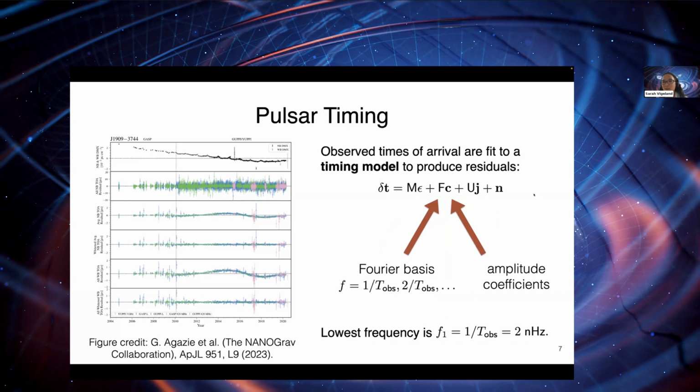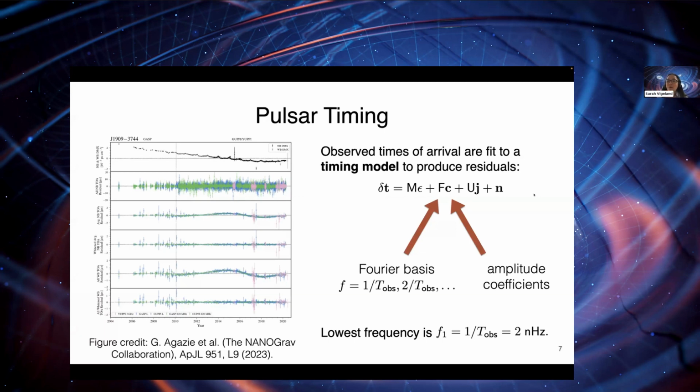You're going to hear me use the term red noise a lot. So I thought I would just take a little bit of time to explain exactly how we model it. So we model it using these two terms, F and C. So F is a matrix that we use to set up the Fourier basis that we use to describe red noise. And so you're going to have a series of frequencies. We start with the lowest frequency to which we're sensitive, which is 1 over the total span of our observations. For the NANOGrav 15-year data set, this is about 2 nanohertz. Then we just go up in integers. So we have 2 nanohertz, 4 nanohertz, 6 nanohertz, etc.